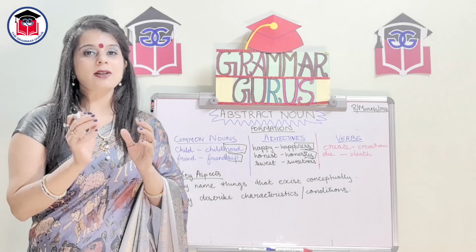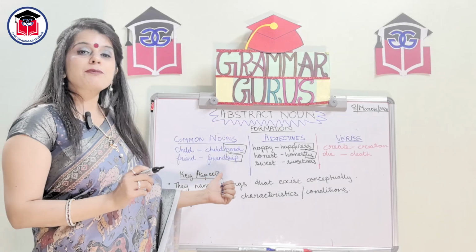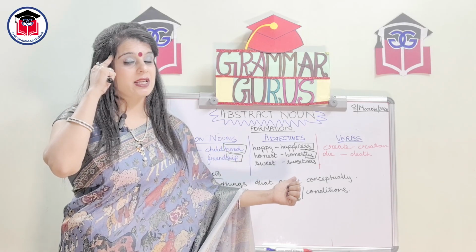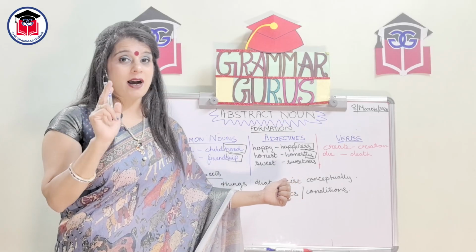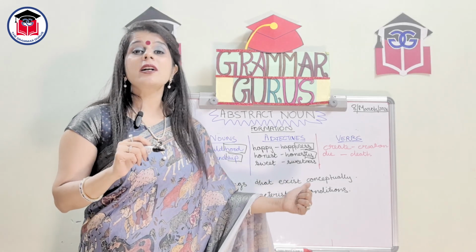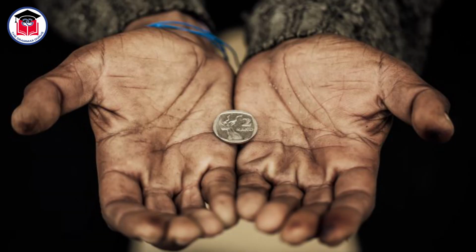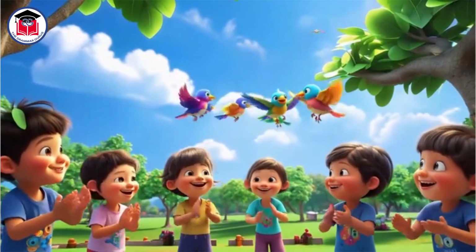Thus, the key concepts that we discussed are: number one, abstract nouns name things that exist only conceptually. They are in the mind and cannot be perceived by our senses. They describe characteristics or conditions. For example, poverty. Poverty is a condition of being poor. Childhood is a condition of being a child.